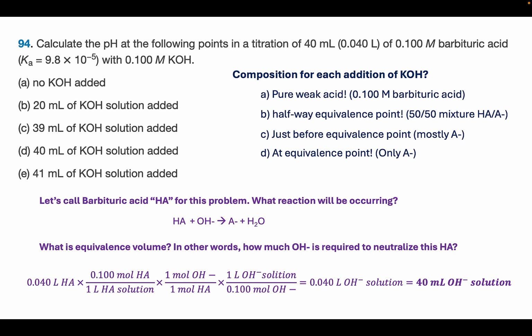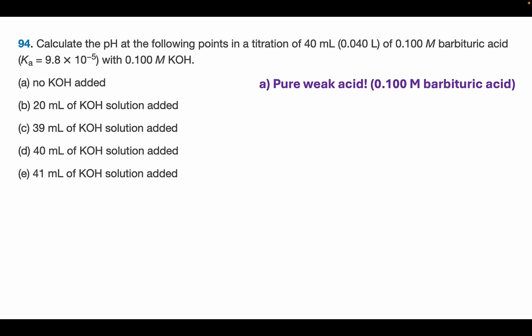For D, this is the equivalence point. We know that 100% of the HA has been converted to A minus, and there's no excess hydroxide. Therefore, this is going to be like a weak base problem. And finally, at 41 milliliters, we're going to have A minus and hydroxide, and the stronger base, OH minus, is going to be what determines the pH of this solution. Okay, so let's go through each of these steps.